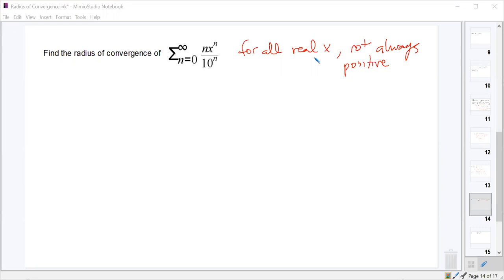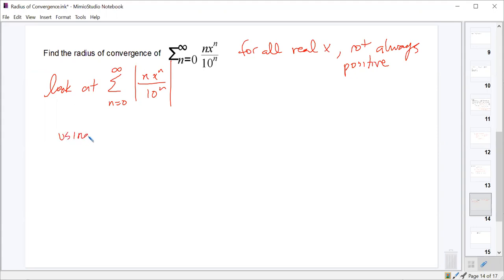Yeah, exactly. Nick, you're good? Okay. All right. So for all real x, this is not always positive. So what we are going to do instead is look at the sum from n equals 0 to infinity of the absolute value of nx to the n over 10 to the n, which is the same series, except now it has all positive terms. So we will use the ratio test.